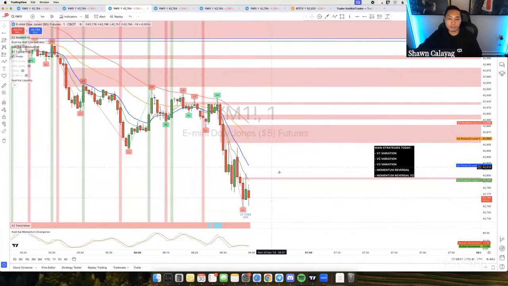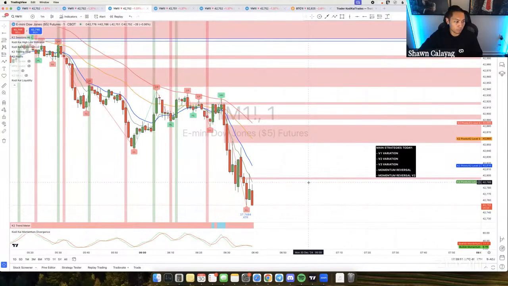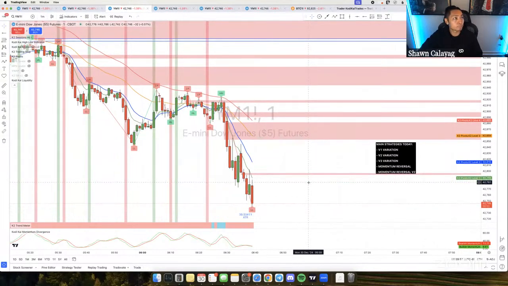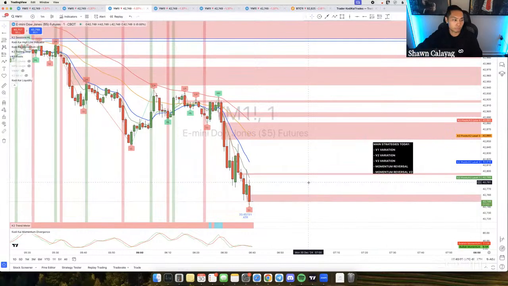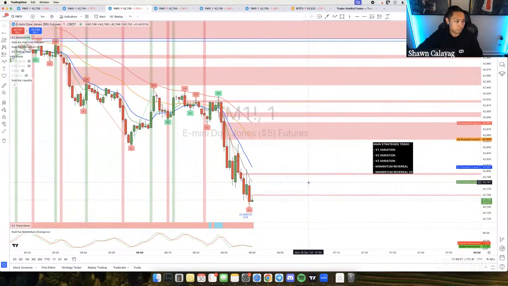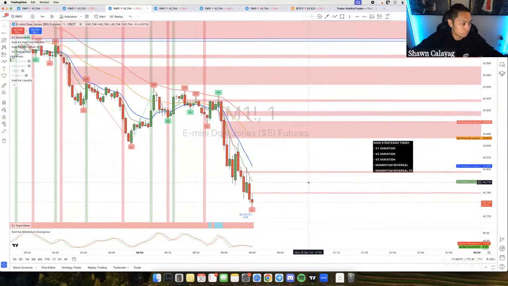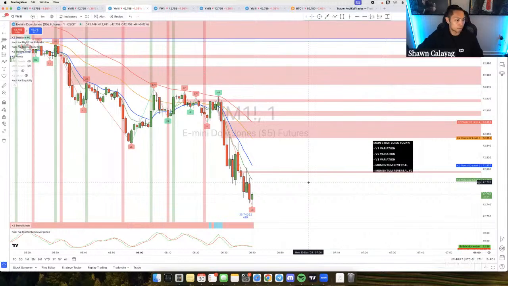Same with my scalps. So for my scalps over here, I'll just take a screenshot of it real quick. Yeah, so I'll take a screenshot of the whole thing so that you guys can see all my actual settings here.